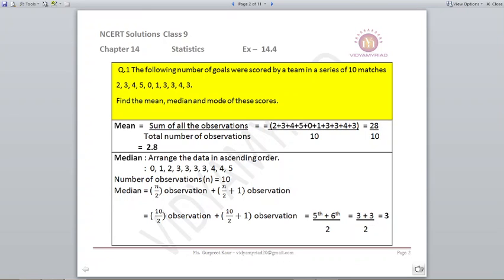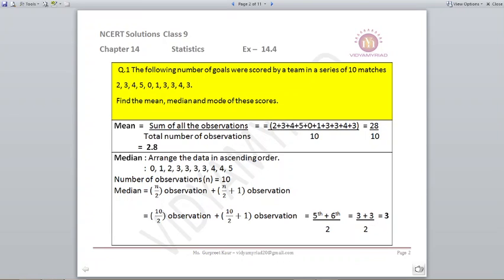The following number of goals were scored by a team in a series of 10 matches. Scores are given to us. We need to find out the mean, median and mode of these scores. Now what is mean? Sum of all the observations, so add them all together divided by the total number of observations. We are told that there are 10 matches, so divided by 10. It comes out to be 28 upon 10, which is equal to 2.8.